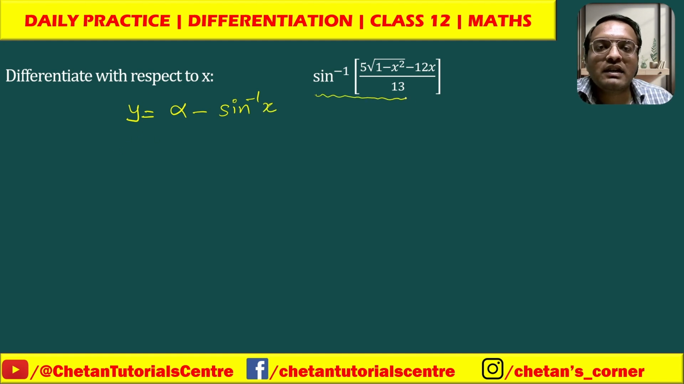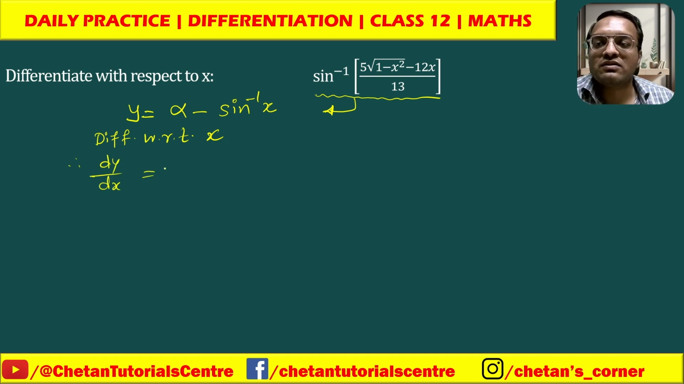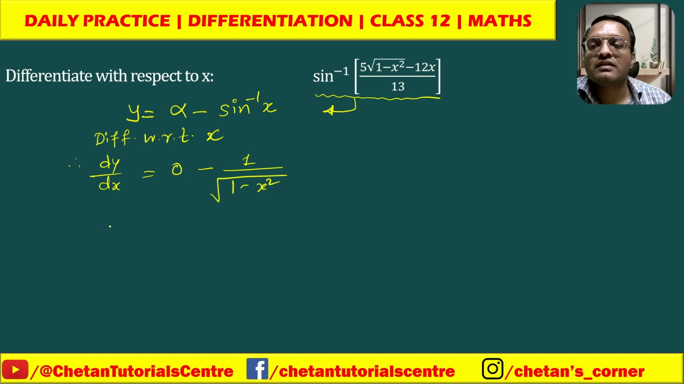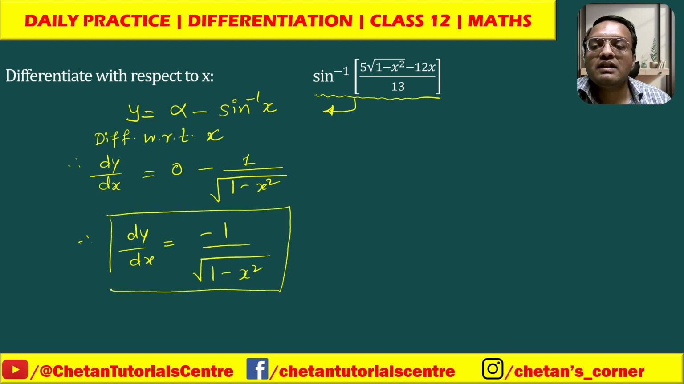As we have simplified this given function to this new function, now it is simple for us to differentiate it with respect to x. So I will differentiate with respect to x. So dy by dx will be, now alpha is a constant, so the derivative of a constant will be 0, minus the derivative of sine inverse, which is 1 upon under root of 1 minus x square. Therefore dy by dx is equal to minus 1 upon under root of 1 minus x square. This is the required answer for this question.